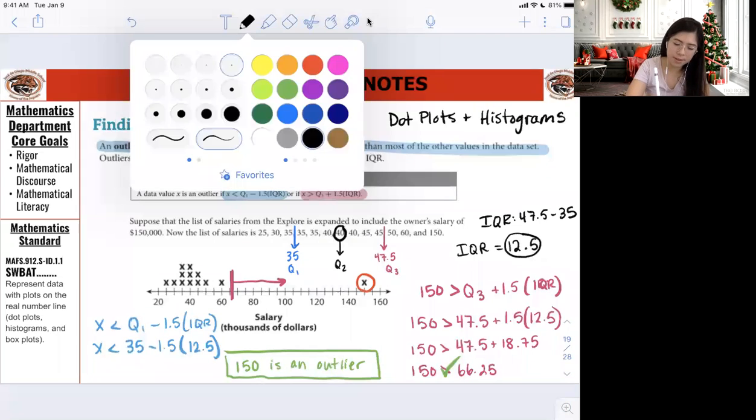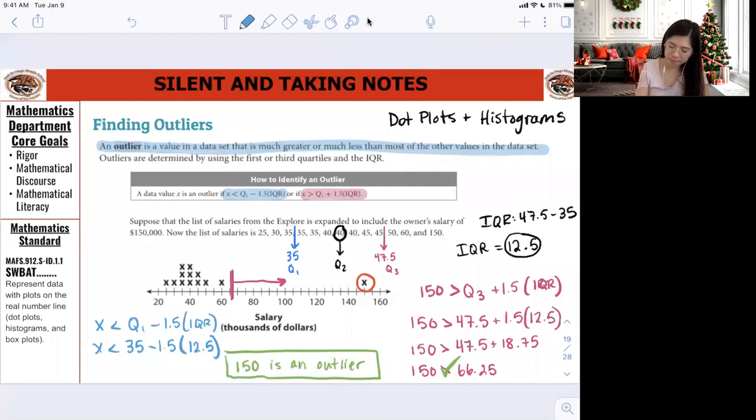Dot plots and histograms. Okay, so finishing this up, we already know 1.5 times 12.5 gave us 18.75. So what is 35 minus 18.75?